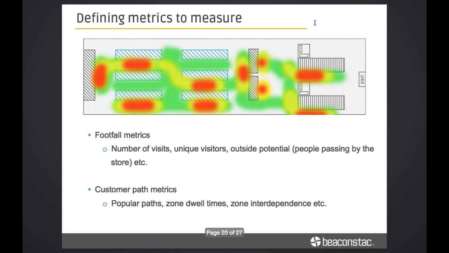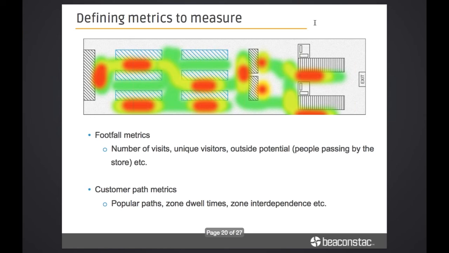So, you can get very specific information on the number of visits you get on a given day, the number of unique visitors you get, or the outside potential as to how many people who are actually outside your store that you could get inside your store using beacons. Customer path metrics, like the common paths that people take around your store. What is the general dwell time? How much time do people spend in a particular zone?